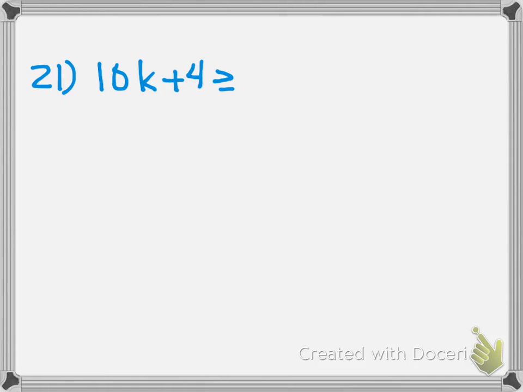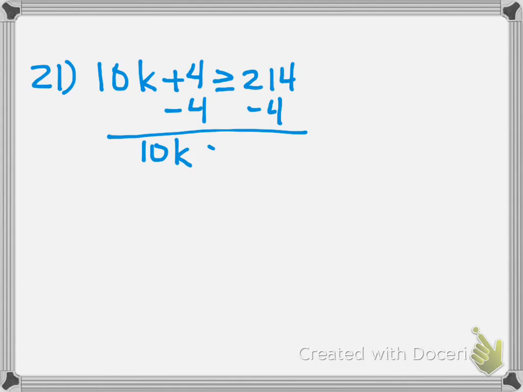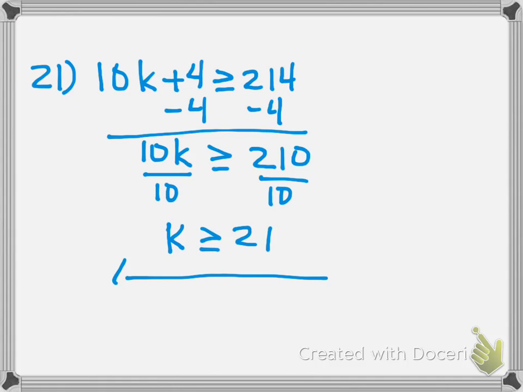Okay, so number 21. I have 10k plus 4 is greater than or equal to 214. So I notice here that it says 10 times k plus 4. So again, I'll take care of the outer one first and subtract 4 from both sides to get 210. So 10 times k is greater than or equal to 210. Then the opposite of times is to divide. So I'm going to divide and get k greater than or equal to 21. Closed dot, shaded to the right.